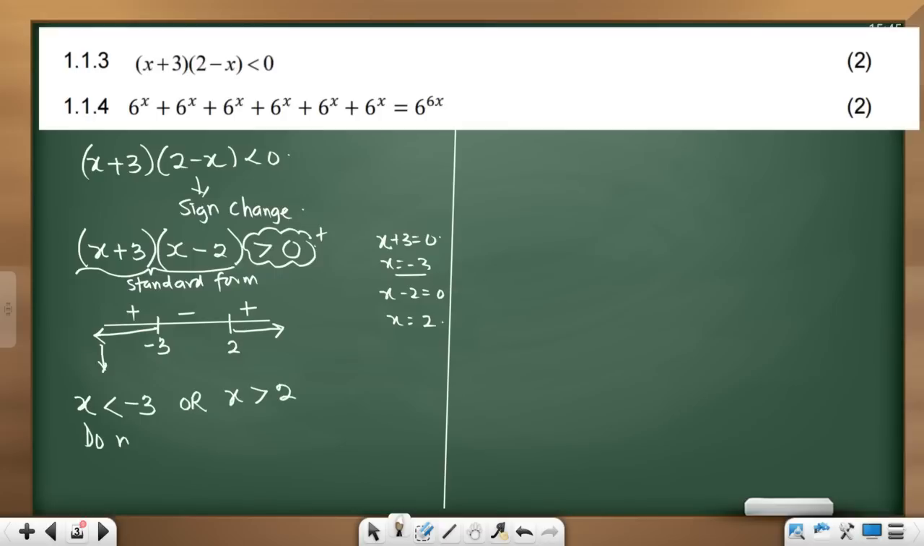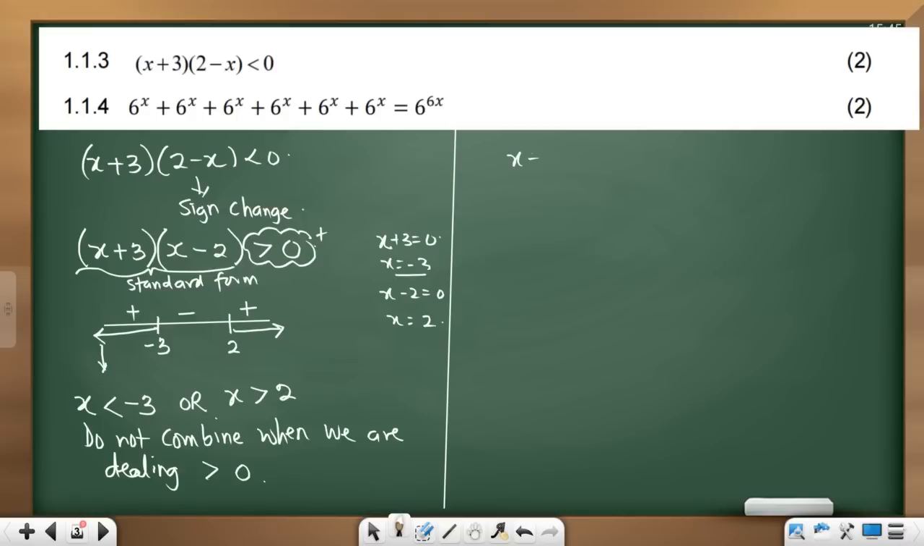Please do not combine when we are dealing with positive values. Please, greater than 0, do not combine. Some of us just want to combine.